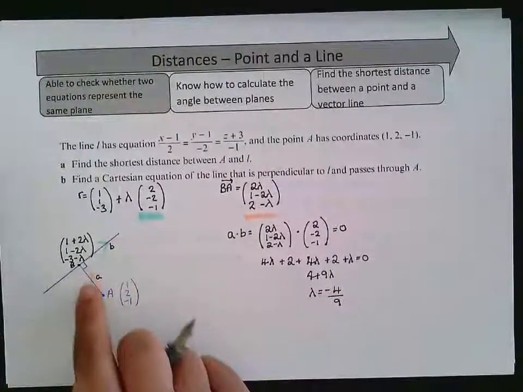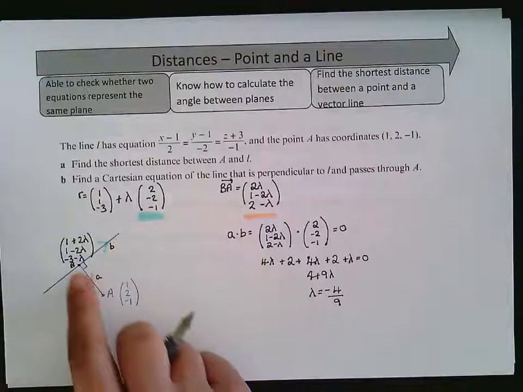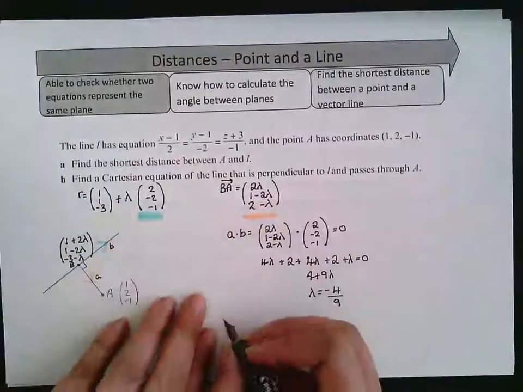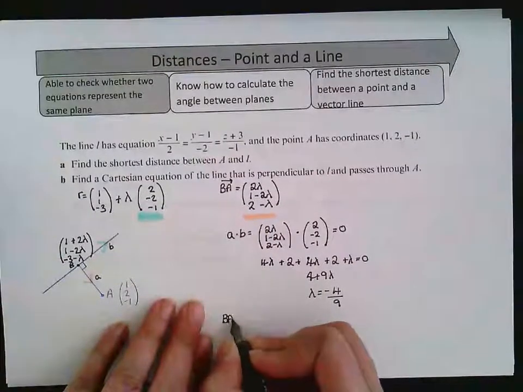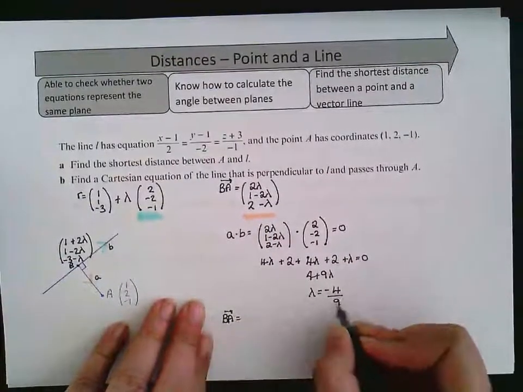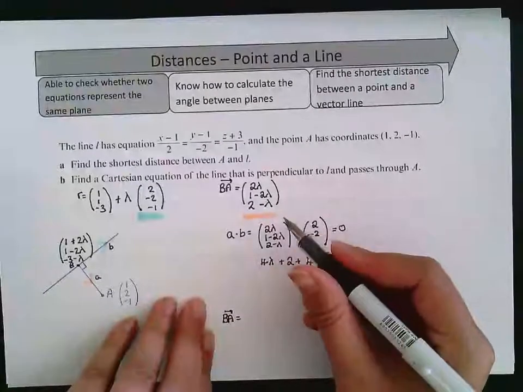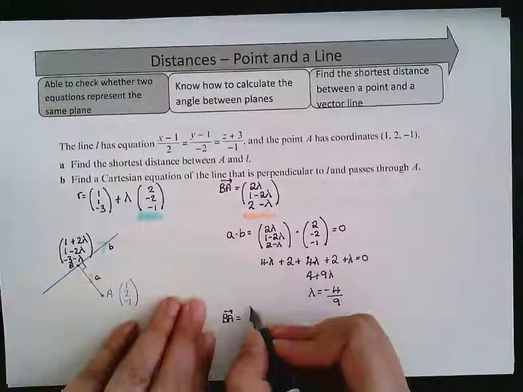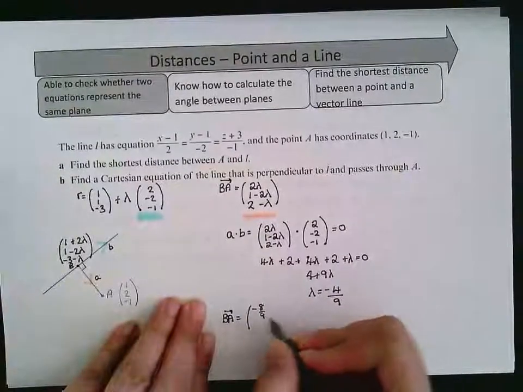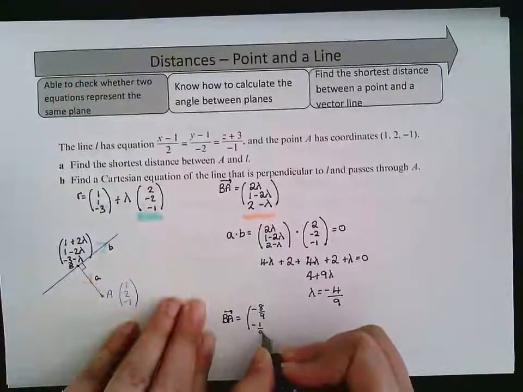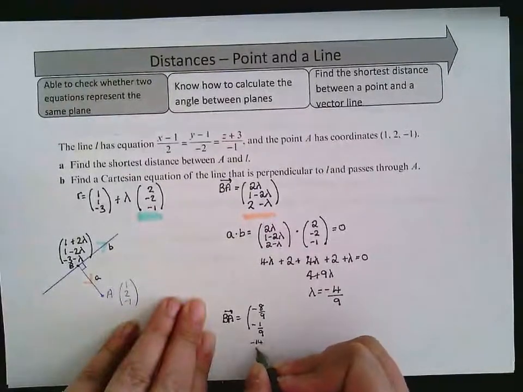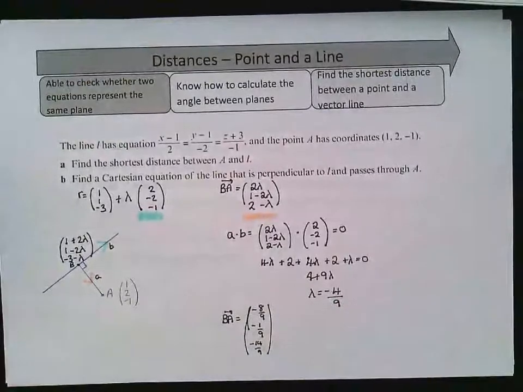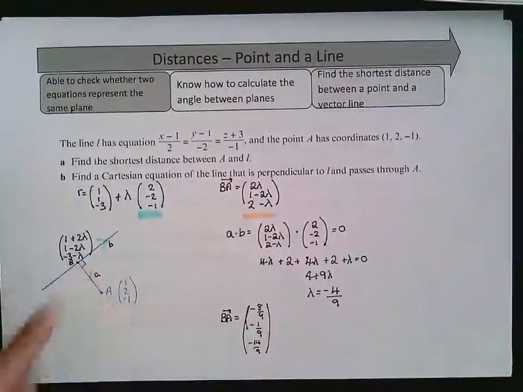So if we want to actually find out this distance now, I need to know that movement as a number. So I'm going to use my distance here, B to A, and all I'm going to do is substitute minus 4/9 into that equation. And that gives me minus 8/9, minus 1/9, and minus 14/9. So that is how you move from point B to point A.